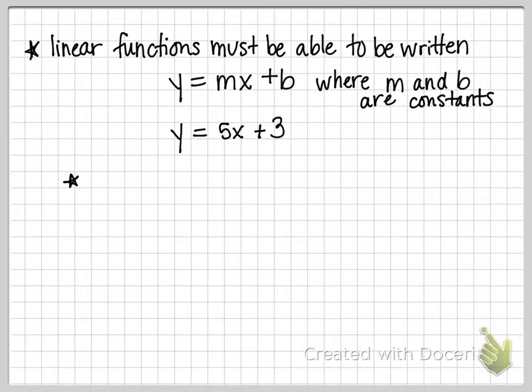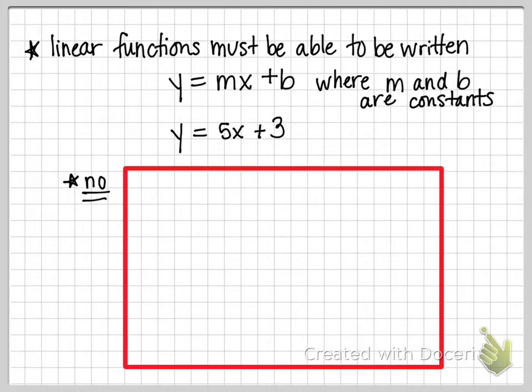But they have to be able to be written in this form, y equals mx plus b, where y is by itself, x is next to a number, and that's it. If you mess with the y or you mess with the x, it becomes nonlinear. So it has to be y by itself, and x with a coefficient, and no exponents or anything like that. It's easier to understand right now in terms of what there can't be.